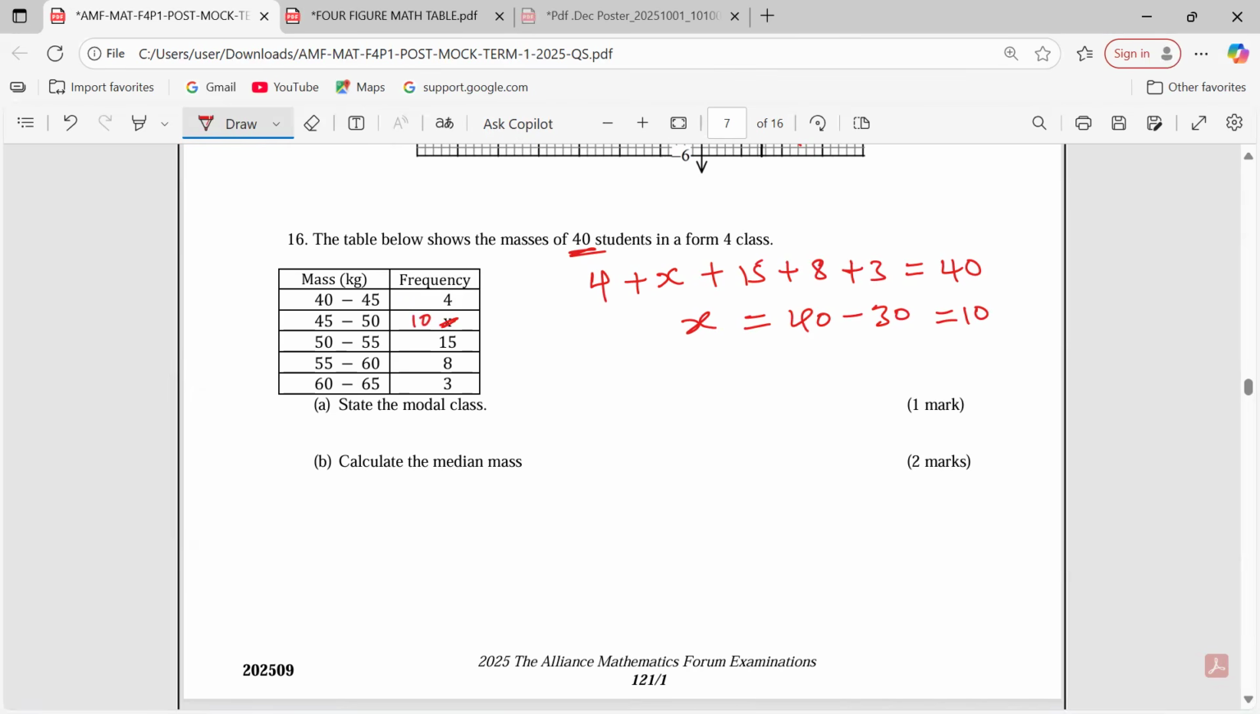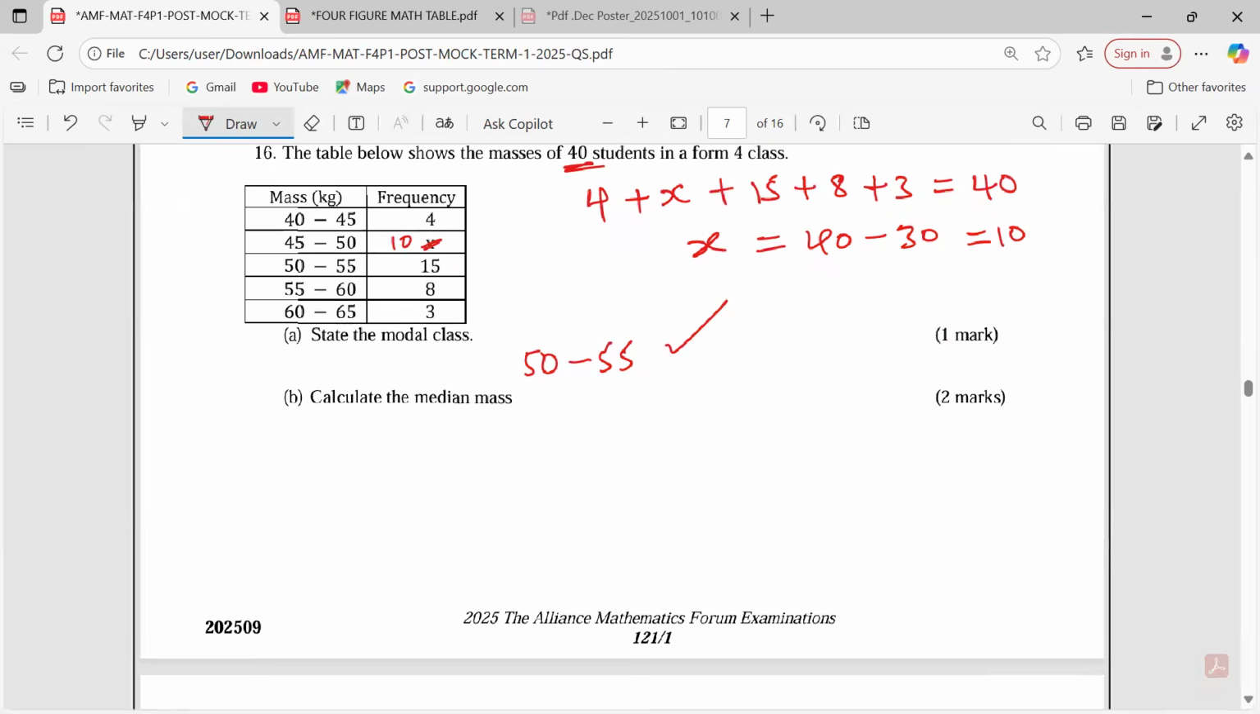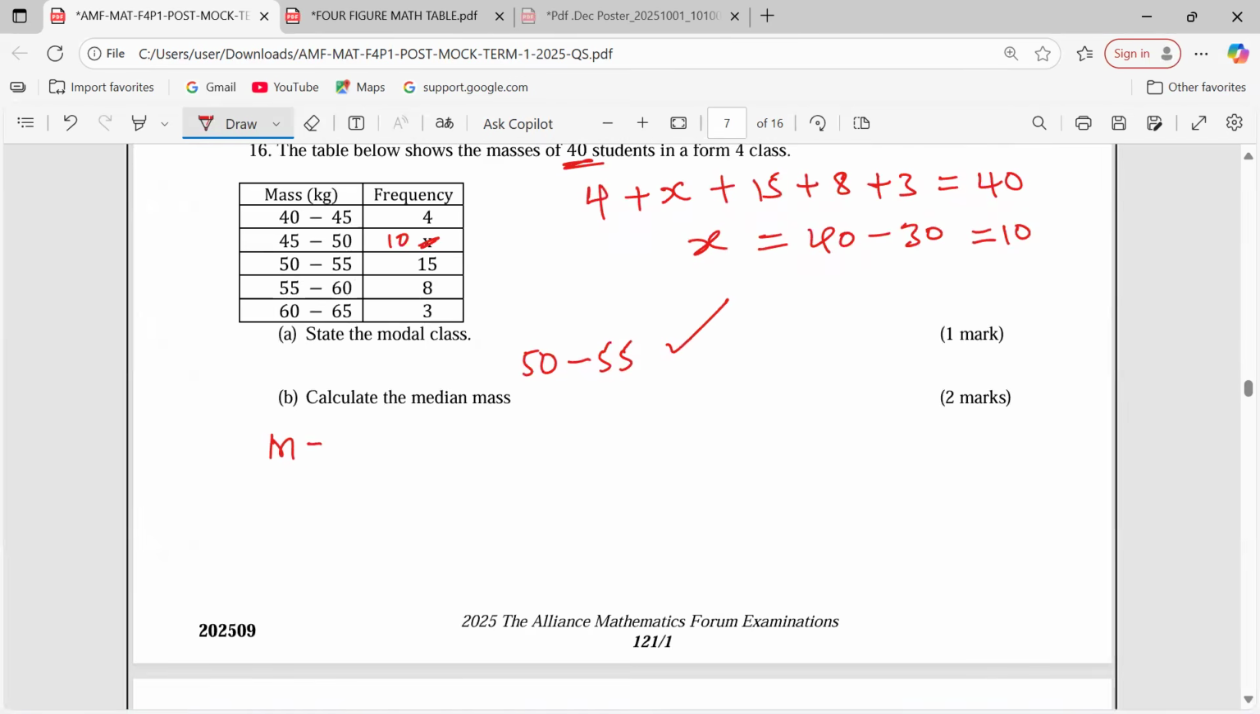State the modal class with the highest frequency. That is the class with a frequency of 15. So class 50 to 55. That is the modal class. Then we find the median. Median is usually given by the lower boundary of the median class plus n over 2 minus the cumulative frequency just before, out of the frequency of the median class, multiplied by the class width.